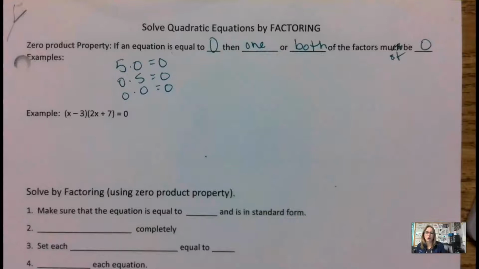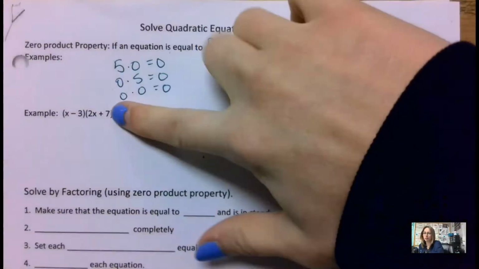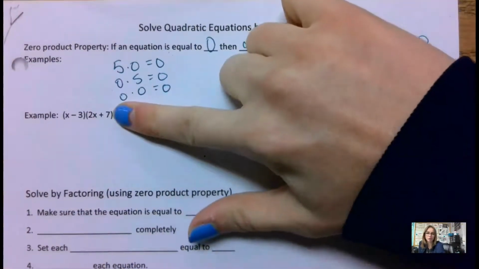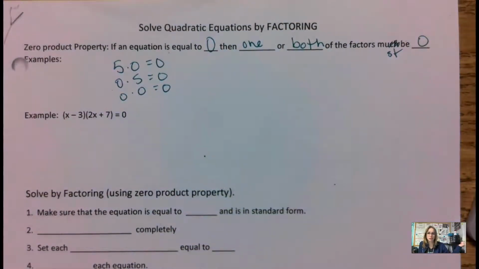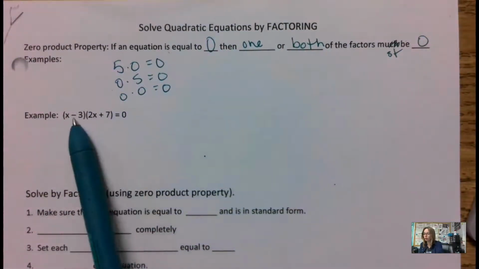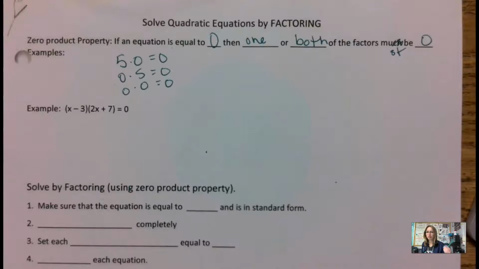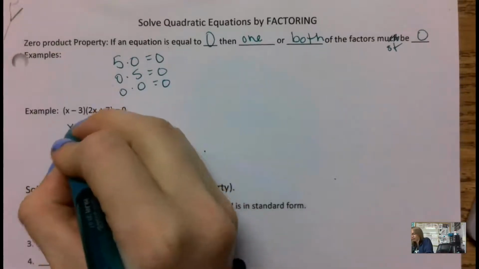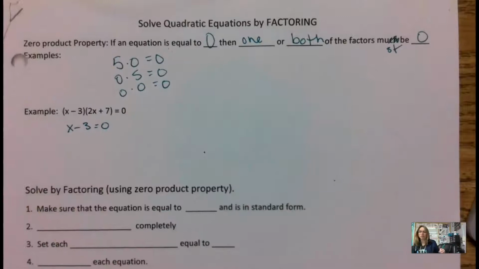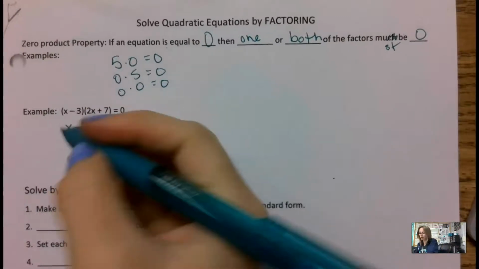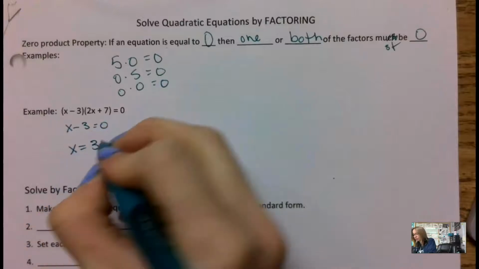If you look down below, this looks like a problem that you had just factored. Well, now it's set equal to 0. That means either one of these factors is equal to 0 or both. So we're going to set them both equal to 0. We have x minus 3 equals 0. Now we solve for x. If we want x by itself, we need to add 3. So x equals 3.